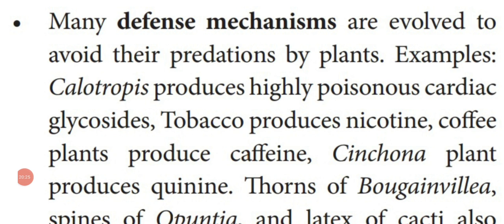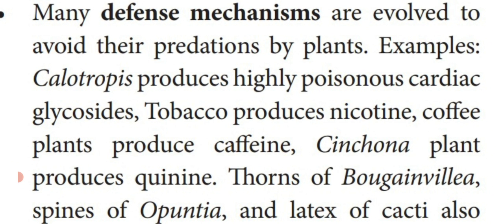Next one, some of the plants have a defense mechanism to escape from the predators. Example, Calotropis, that is in XII standard, produces highly poisonous cardiac glycosides to escape from the grazing animals, that is herbivorous animals. It is one of the defense mechanisms.